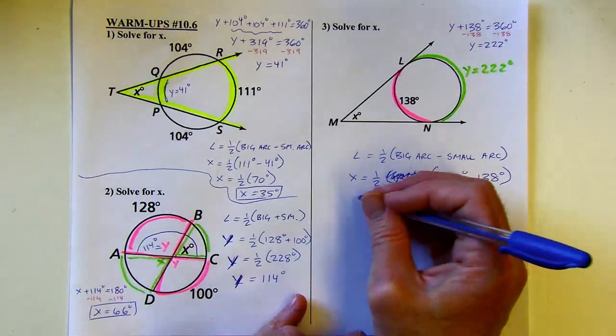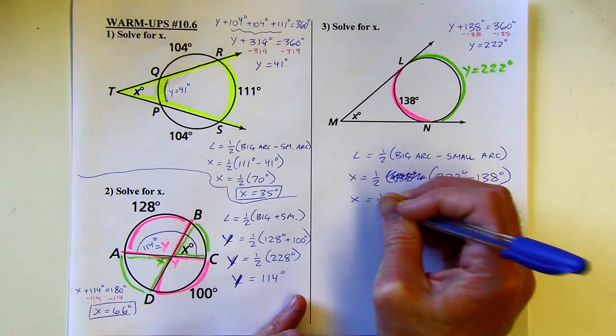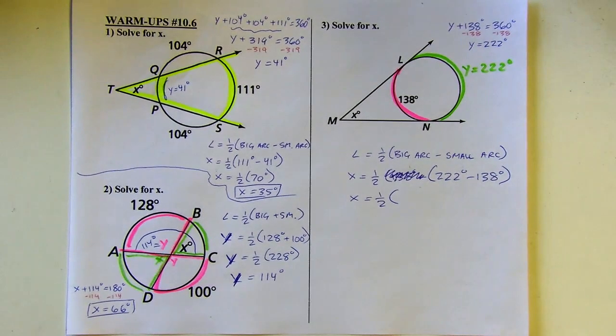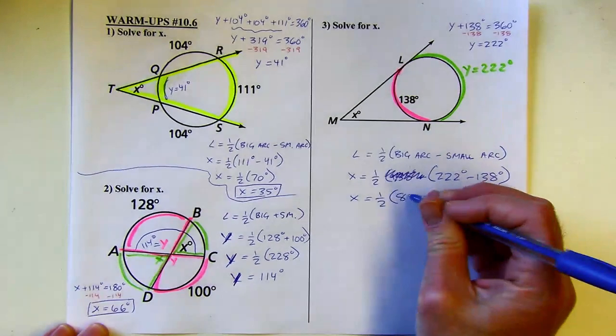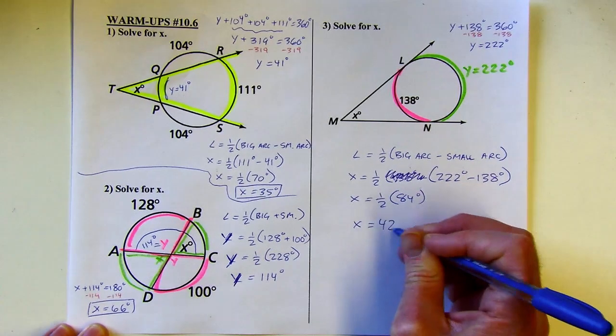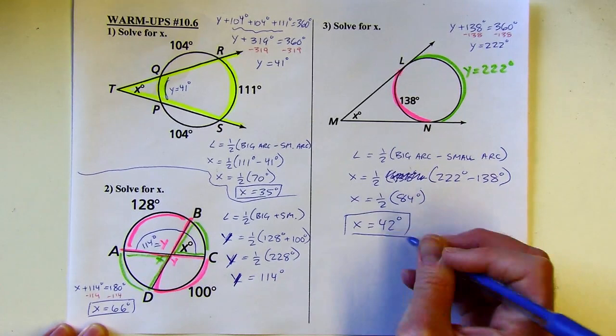All right. Okay, 222 minus 138 is 84. And then I take half of that, which is 42 degrees, and there's my solution.